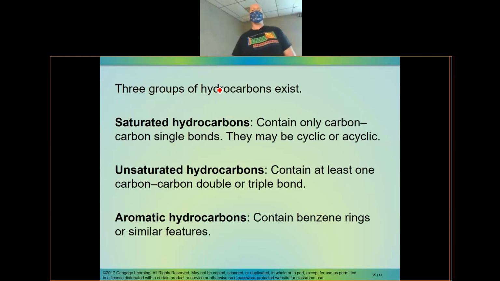All right, there are 3 types of hydrocarbons that we are going to talk about. Saturated means that they are all single bonds. All right, so this is your alkanes. So your alkanes contain only carbon-carbon single bonds. So alkanes are called saturated hydrocarbons. Unsaturated means that you have at least 1 carbon-carbon double or triple bond. So your unsaturated hydrocarbons are going to be your alkenes and your alkynes.